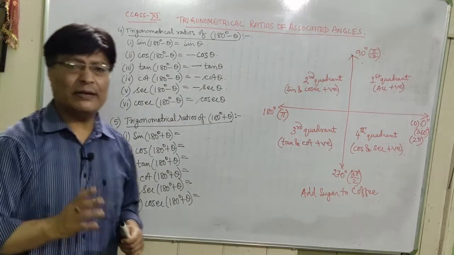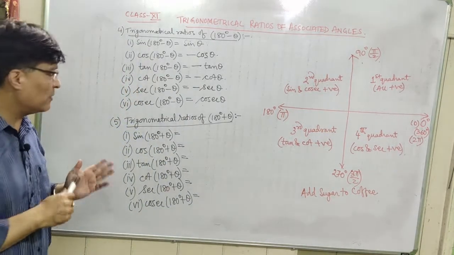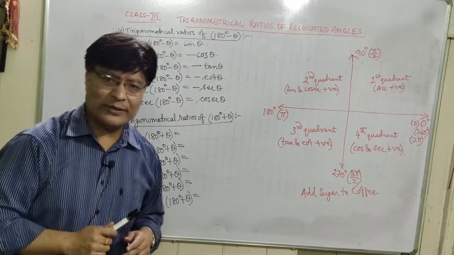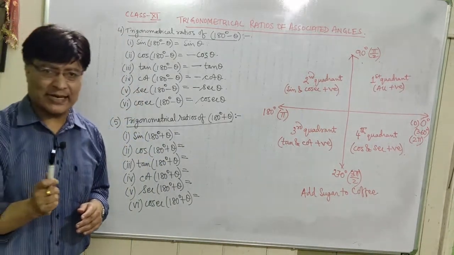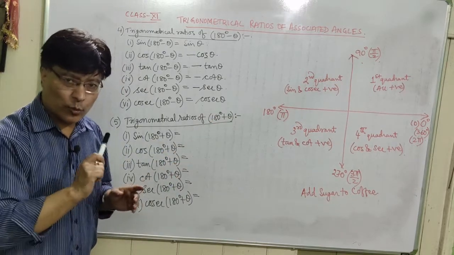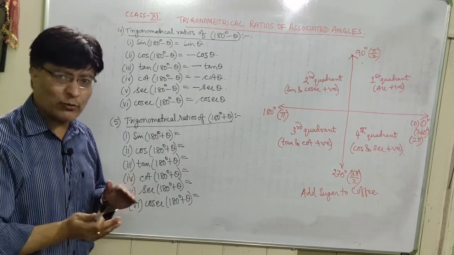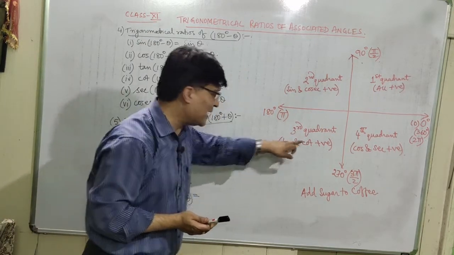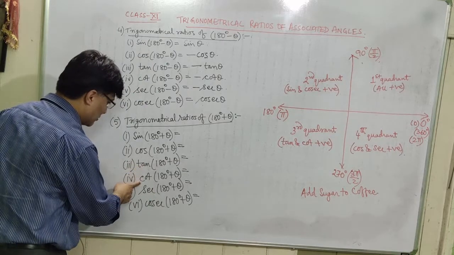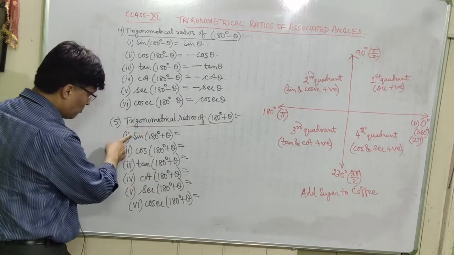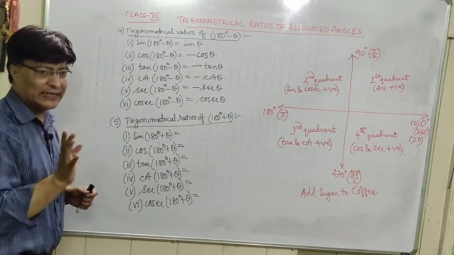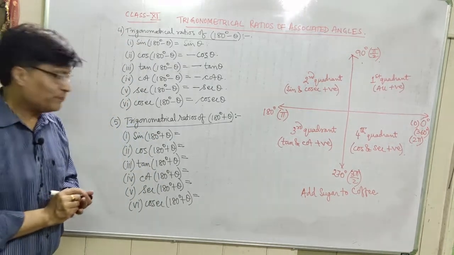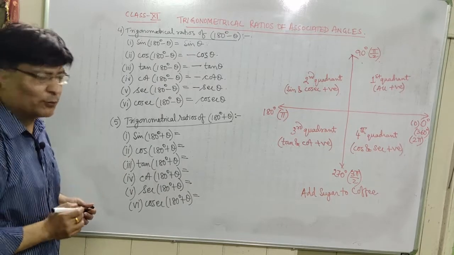Okay. Now let us write down the formula for these trigonometrical ratios of 180 degree plus theta. As you all know, 180 degree plus theta lies in the third quadrant. 180 degree plus theta means more than 180 degree, so it lies in the third quadrant. In the third quadrant only tan and cot are positive, but sine, cos, sec, cosec are negative. Is that understood now?